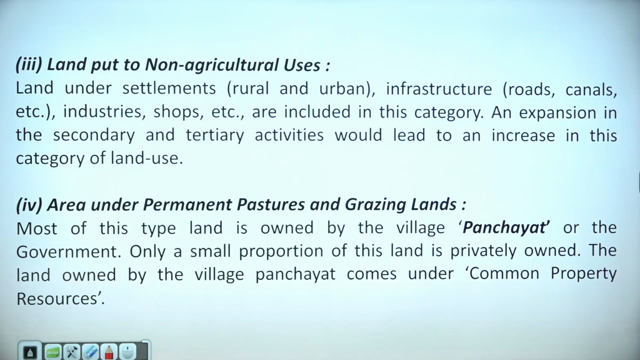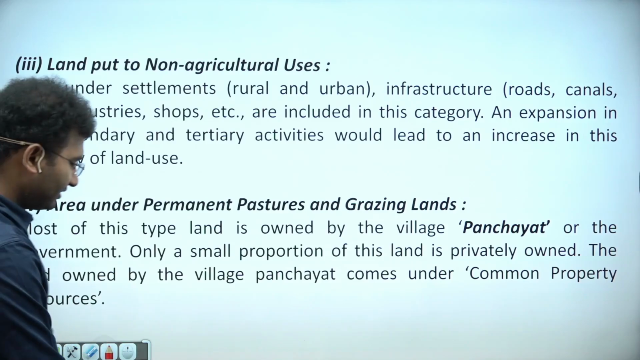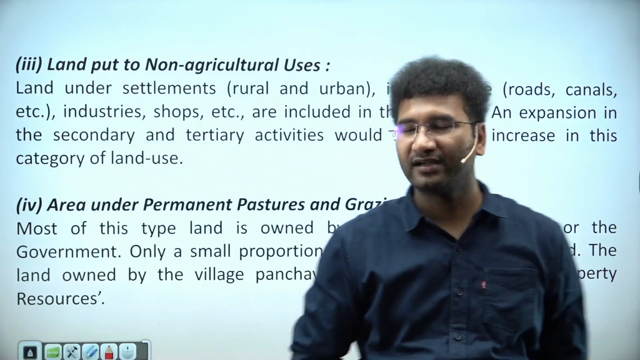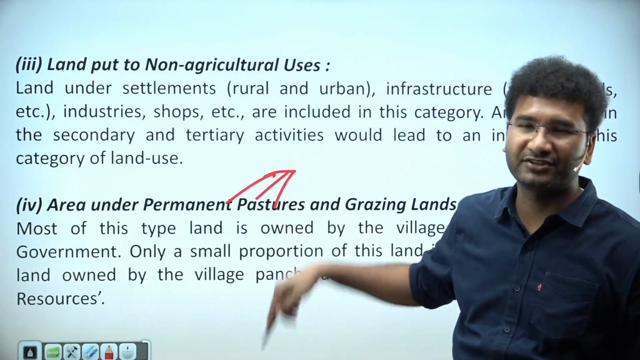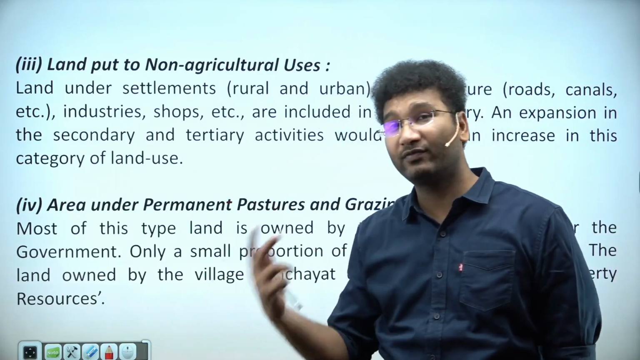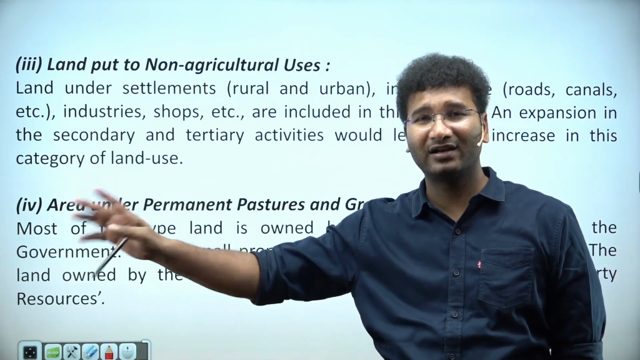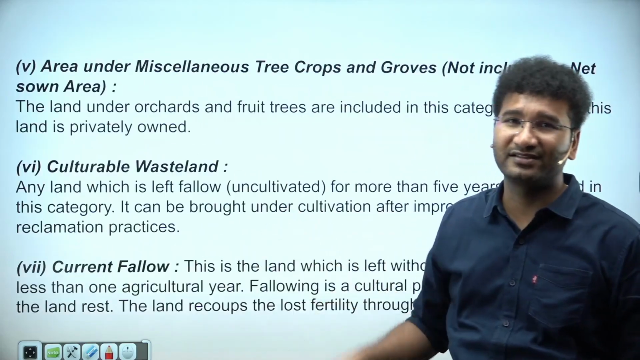Let me read this definition. Most of this type of land is owned by the village panchayat or the government. Only a small portion of this land is privately owned. The land owned by the village panchayat comes under common property resources, right? Meaning it is called the village's land, and that can be called area under permanent pastures, right? Irrespective of whether there are grasslands or not, they'll call it area of permanent pastures and grazing lands.